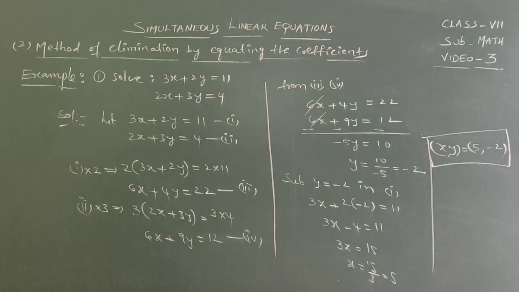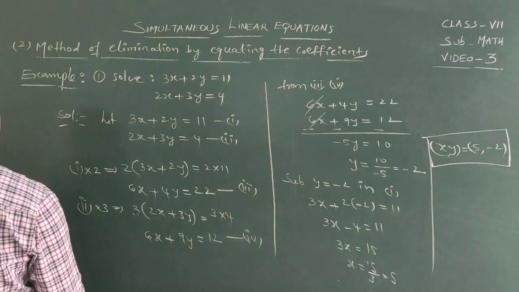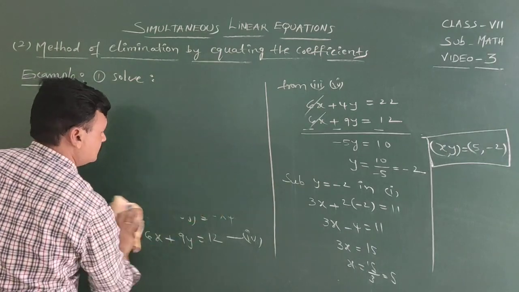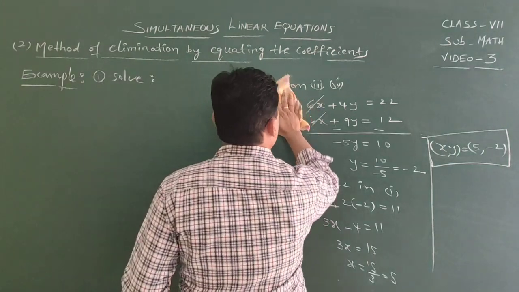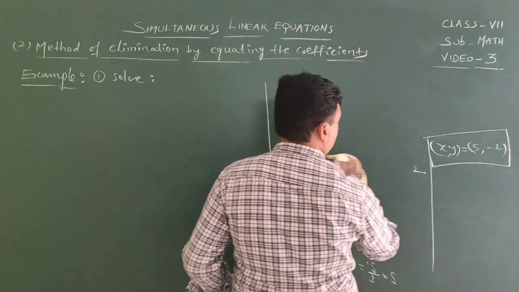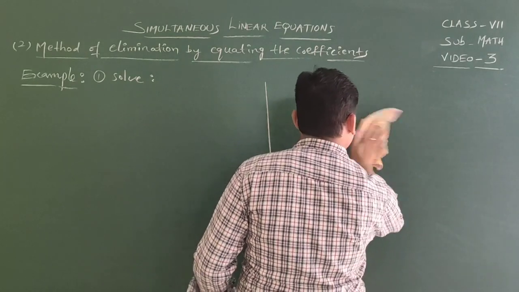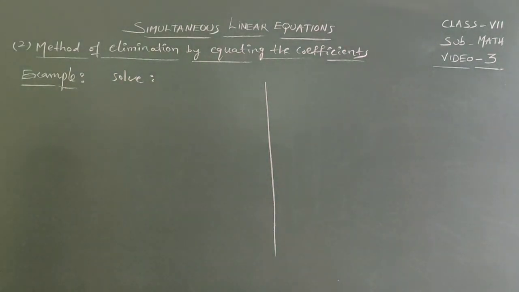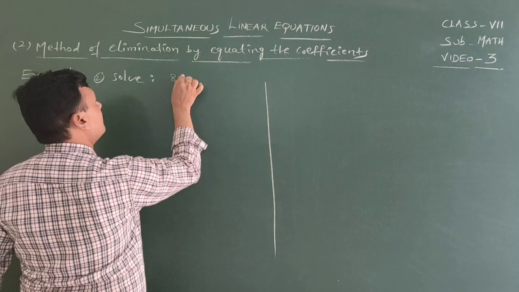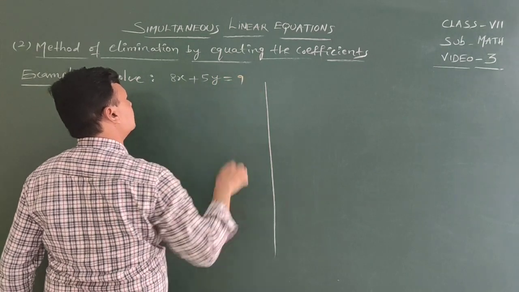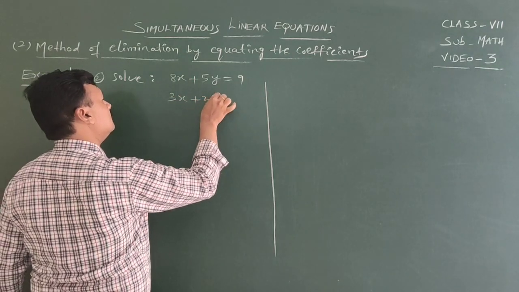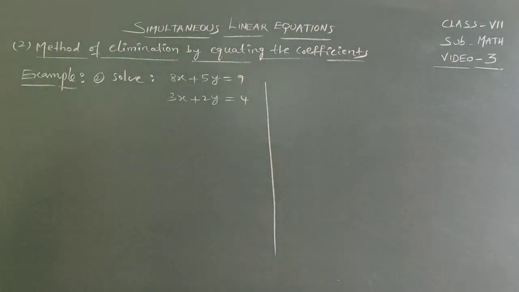Okay, next example. 8x plus 5y equal to 9. 3x plus 2y equal to 4.